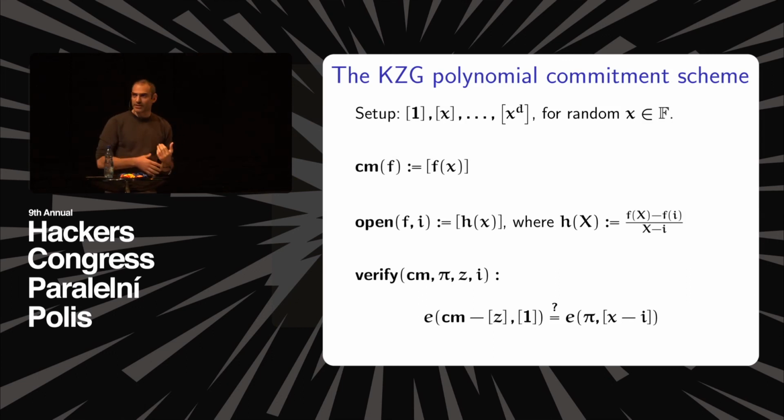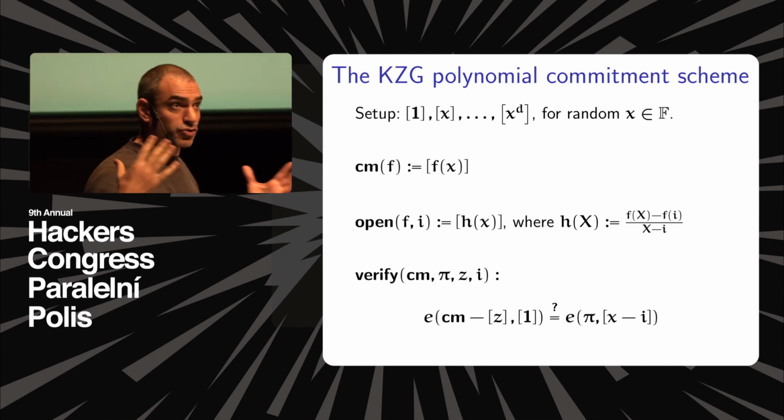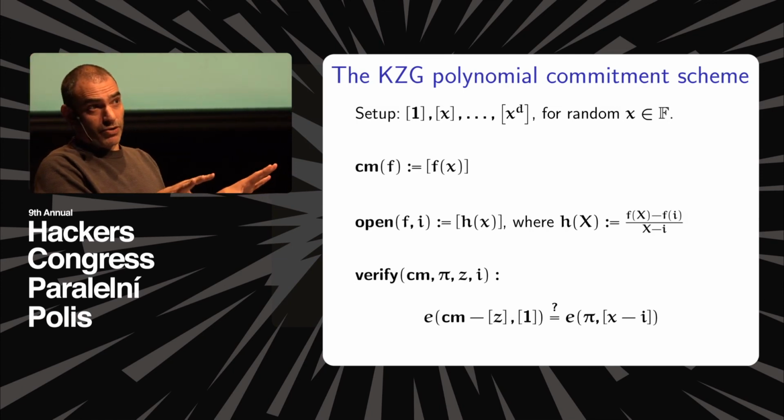You might have heard this concept of a trusted setup. One thing this scheme crucially relies on is that, for some secret x that nobody knows, I need a string of the powers of x in the exponent. Here, brackets x means g to the x. So I need a setup phase where someone generates g to the x, g to the x squared, up to g to the x to the d, for some secret x that nobody knows. If you've heard of the trusted setup, this is where it comes in.